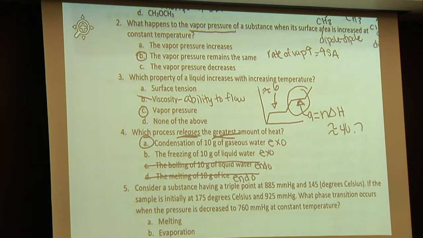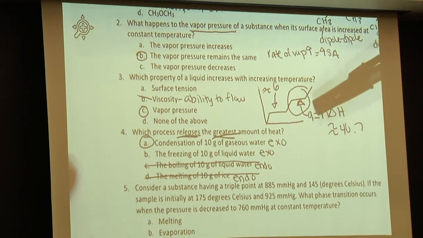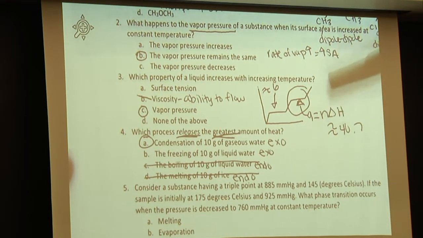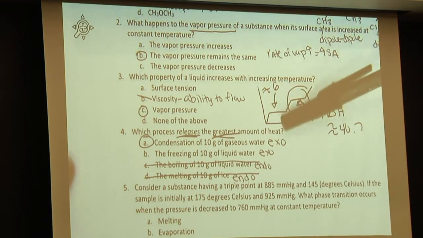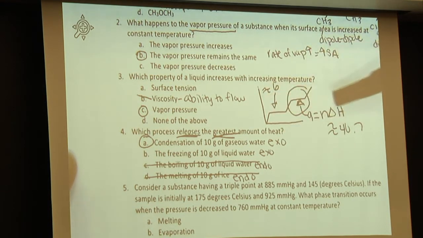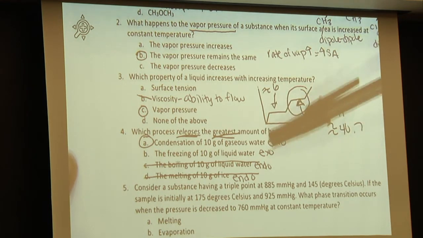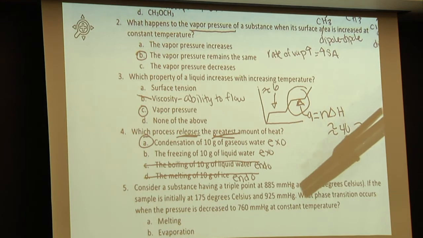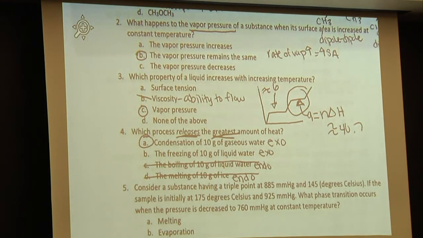All right, so which part? The whole thing or the second half? The second half? All right, so we're trying to figure out which one would have the greatest amount of heat. So if it's Q equals n delta H, n is going to be the same for all of them because we're all talking about water. So then if we're looking at the delta H's, the delta H of the phase change for melting and freezing is around 6, and the delta H for the phase change for condensation and boiling is around 40.7. So the greatest amount of heat released would be with condensation versus freezing.